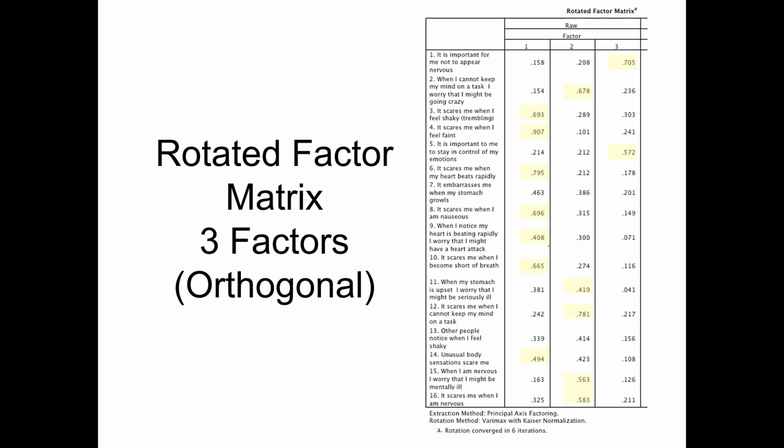And I'll point out some abnormalities. This is real data, so there are abnormalities. This one, 0.907, is really high. 0.795 is really high. I'll take those two. So factor 1 is made up of: it scares me when my heart beats rapidly, it scares me when I feel faint, it scares me when I feel shaky, and it scares me when I feel nauseous and shortness of breath. Those are the ones that are loading the highest.